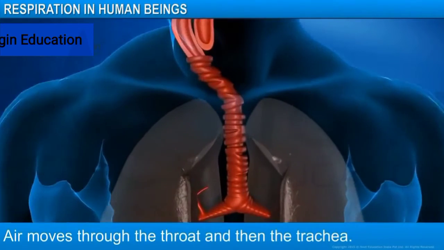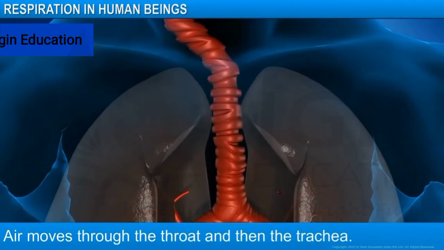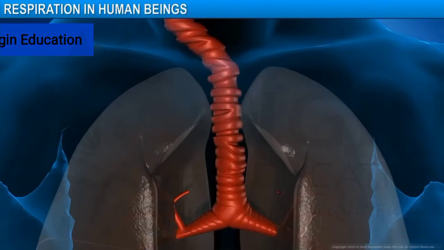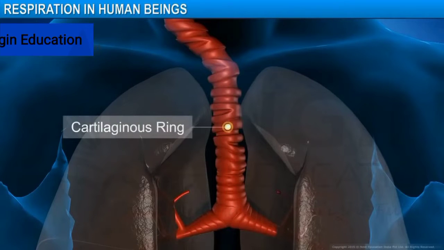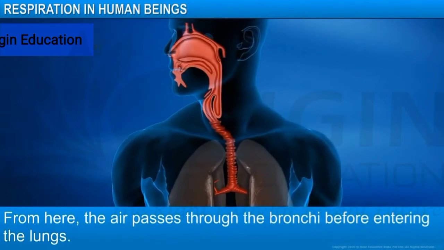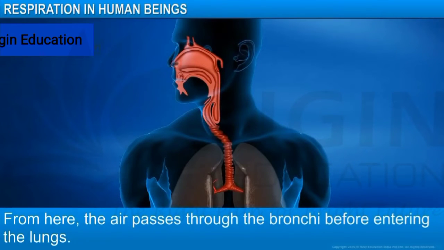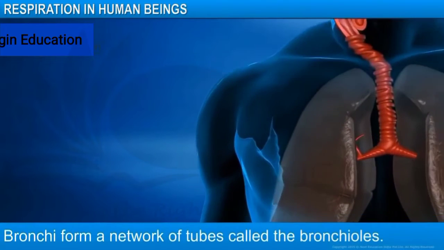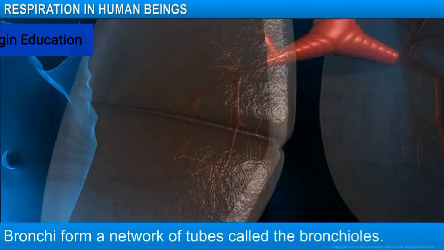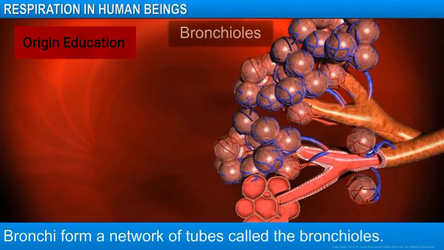Next, the air travels through the throat and then moves through a pipe called trachea. Trachea contains cartilaginous rings that ensure smooth flow of air into the lungs. From here, the air passes through the bronchi before entering the lungs. The bronchi are like a network of tubes that keep branching into smaller tubes called bronchioles.